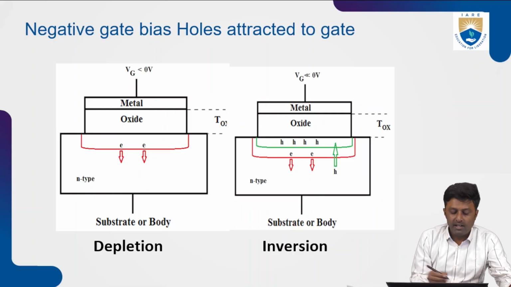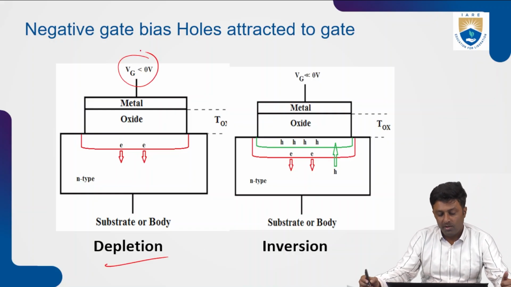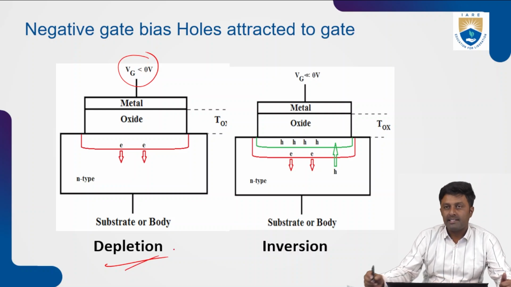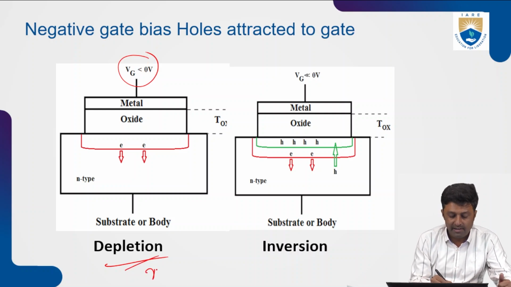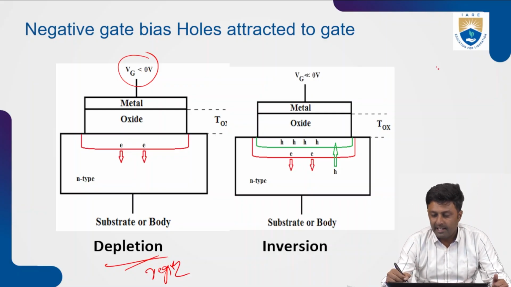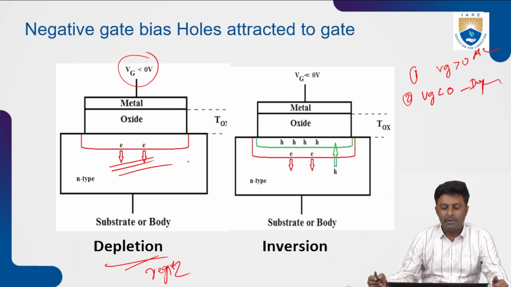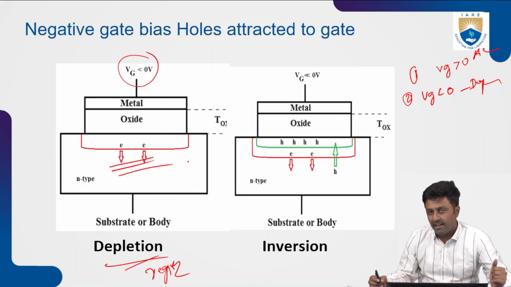So this we call the accumulation layer. Then the next type is depletion. If the gate voltage is less than 0, we say the transistor is in the depletion region. If the gate voltage is greater than 0, we call it the accumulation region. If the gate voltage is less than 0, we call it the depletion region. So the depletion region will be formed here. That is the second region of working.